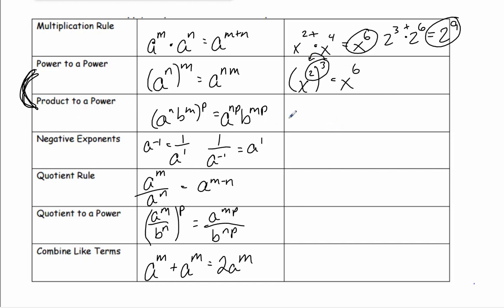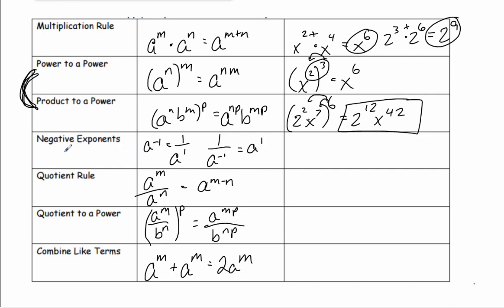Same thing down here. This is anything here. So this is, say, 2 to the 2 power and then x to the 7th power, and I'm raising that to the 6th power. The product to a power states that I multiply powers together. So this is really 2 to the 12th power and x to the 42nd power. Okay? So that's what it's saying. You take it and multiply them together. You distribute it through the parentheses.